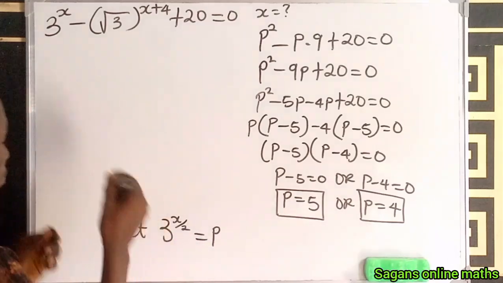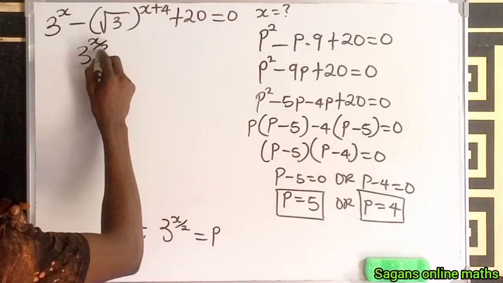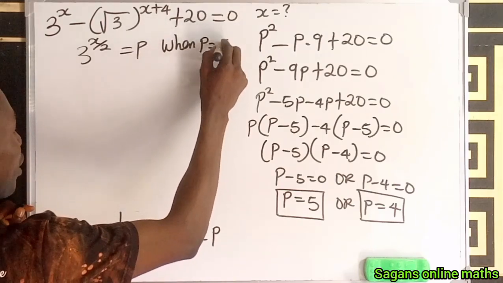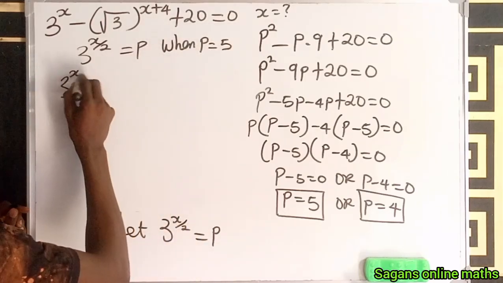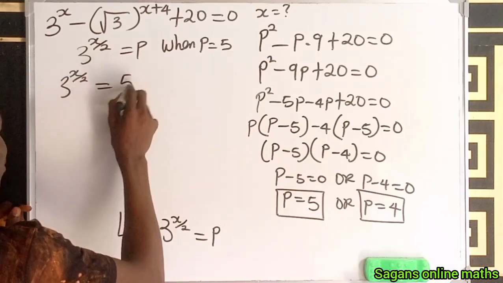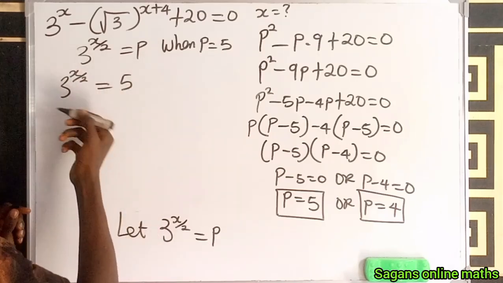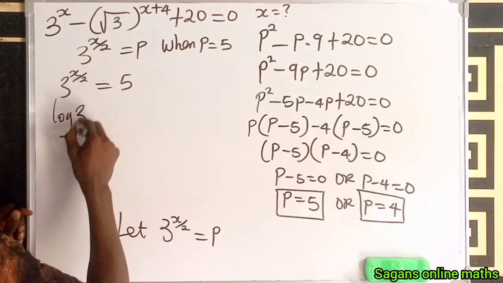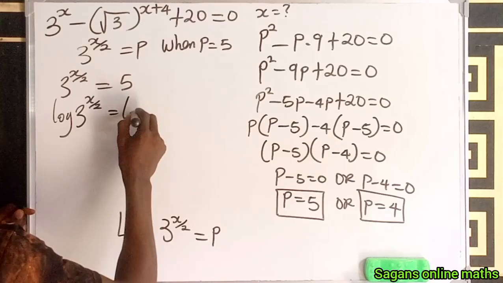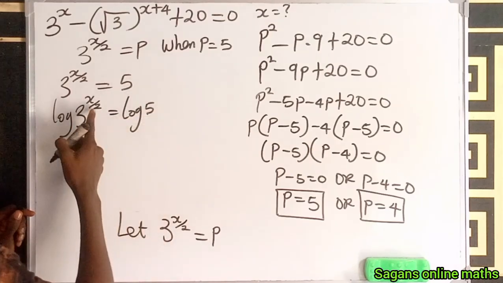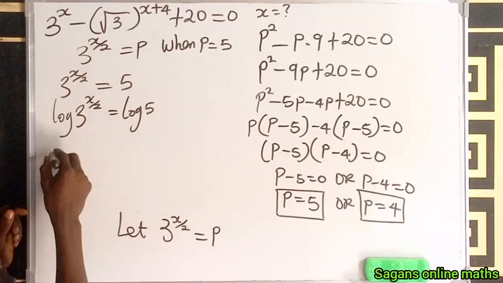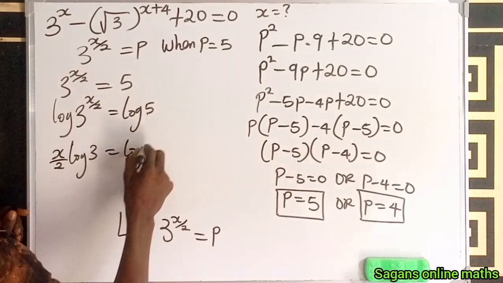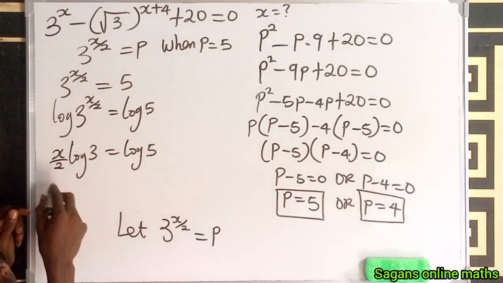We know that 3 to the power of x divided by 2 equals p. Now when p equals 5, that means 3 to the power of x divided by 2 equals 5. By taking log of both sides, log of 3 to the power of x divided by 2 equals log 5. The power, x divided by 2, can come down, so it becomes x divided by 2 times log 3 equals log 5. Now let's divide both sides by log 3.